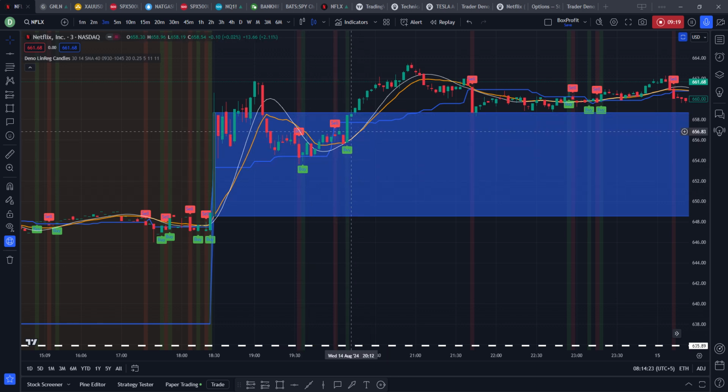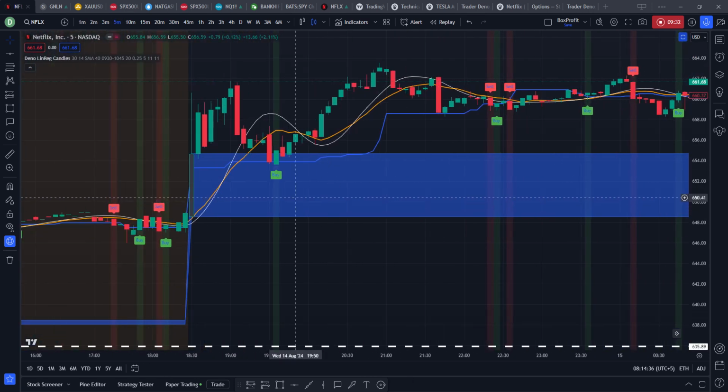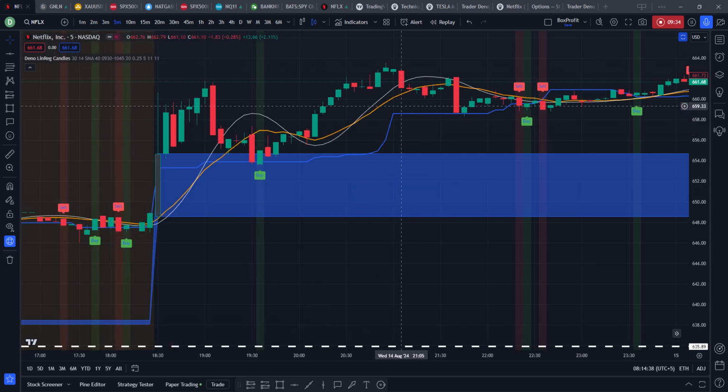If we are above both of those, even if we are within the zone of this thick blue line, we'll definitely consider the trade. But we'll take a look at that on a 5-minute time frame. 5 minutes really filters all that noise out and gives us a smooth run to the upside, to the bull.